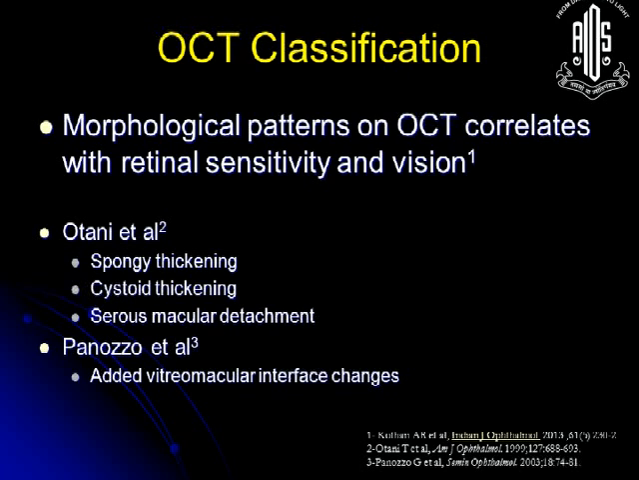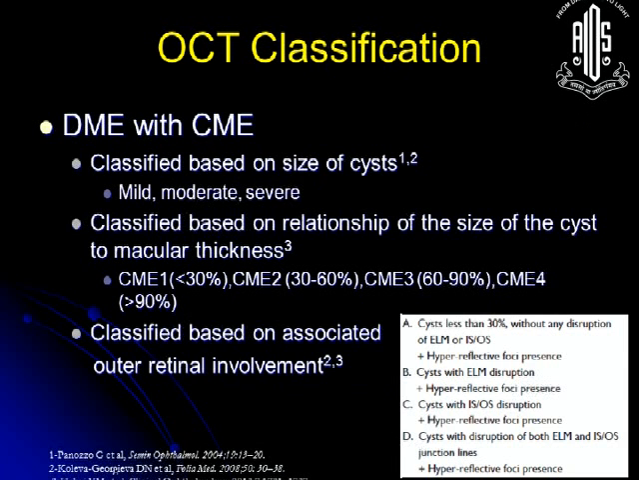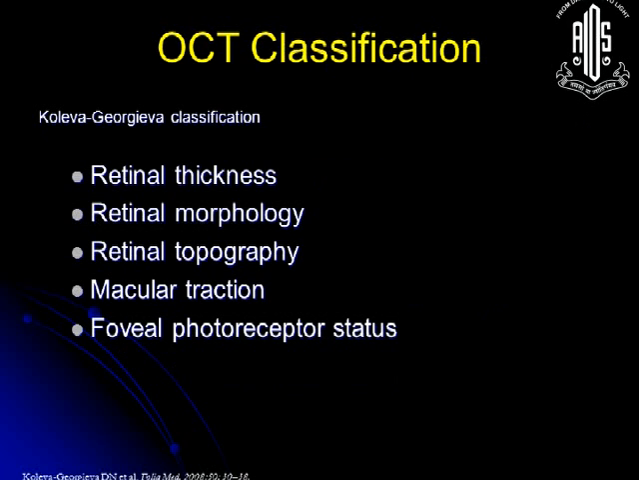These morphological patterns may help us, as it has been shown that there's some kind of correlation with retinal sensitivity and vision. And people have also gone ahead and classified DME with CMEs into mild, moderate, and severe. But I like this classification here because it not just involves the retinal thickness, it also looks at various other things: retinal morphology, the topography, macular traction, and photoreceptor status when you look at diabetic macular edema.